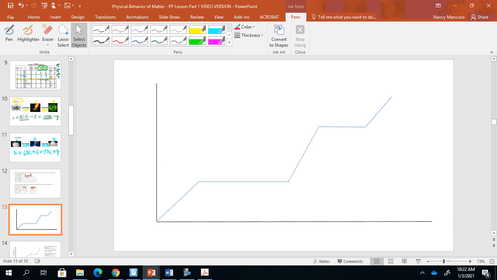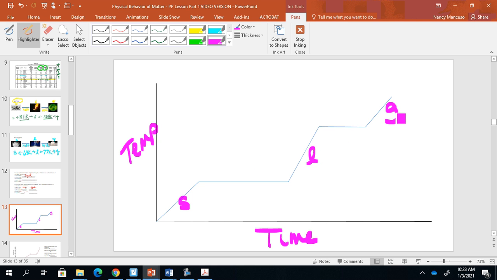All right, moving on to another heating curve. So this time it is blank. So I just wanted to go over it one more time with you, another little refresher. The first thing I want to do is fill in, this is going to be temperature, and this is going to be time. Here I have a solid, here I have a liquid, and here I have a gas. I'm going to use another color, and I'm going to show this right here. This is where it melts.